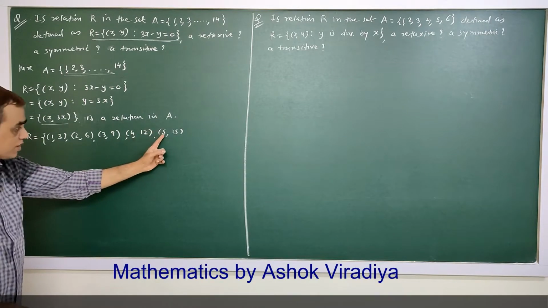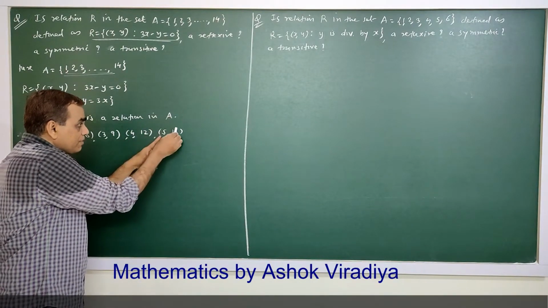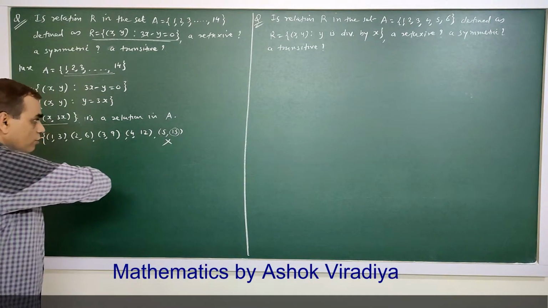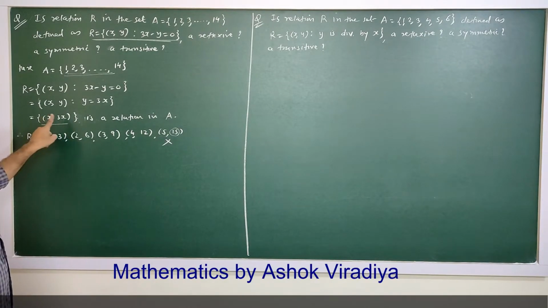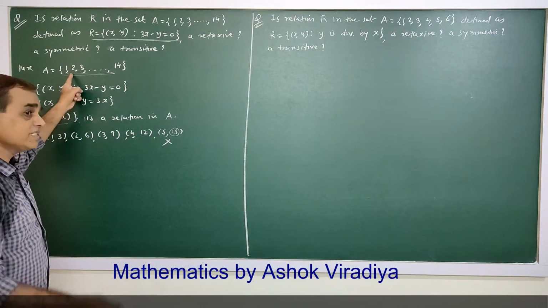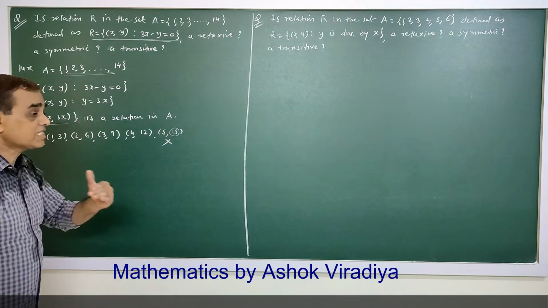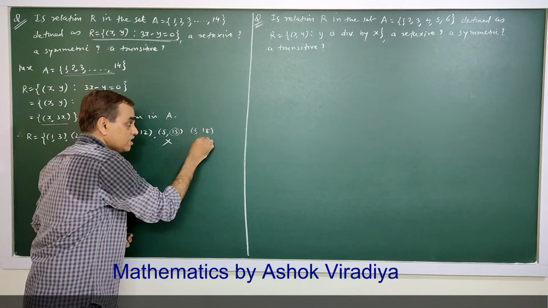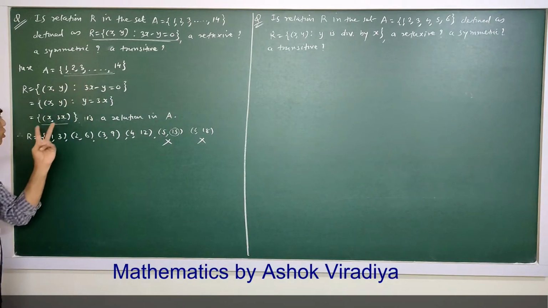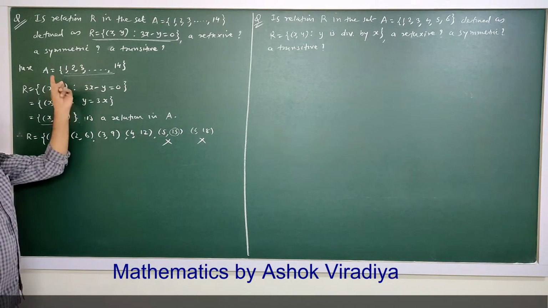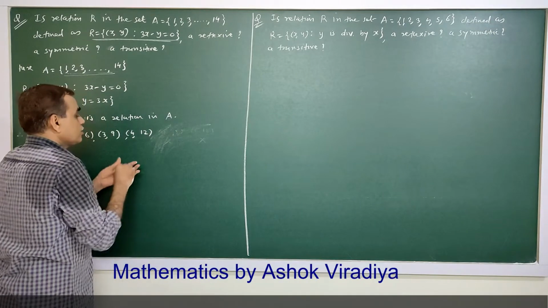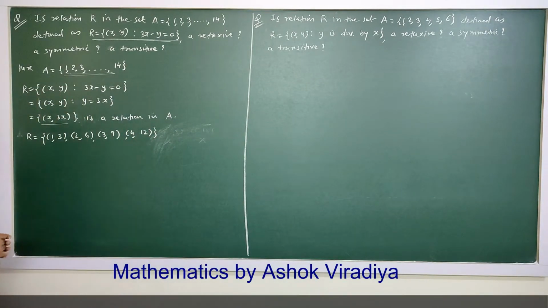But now from 5 onwards, what is happening? 5 is in A, but 15 does not belong to A. So this is not allowed. If you take 6, then the second element will be 18. So (6, 18): 6 is there, but 18 is not there. So this is not allowed. Because this is a subset of A cross A, both entries must be in A, and A contains a maximum of 14. So don't include these elements. So these are the only elements in the relation R.